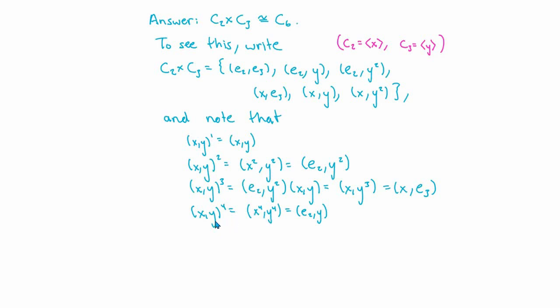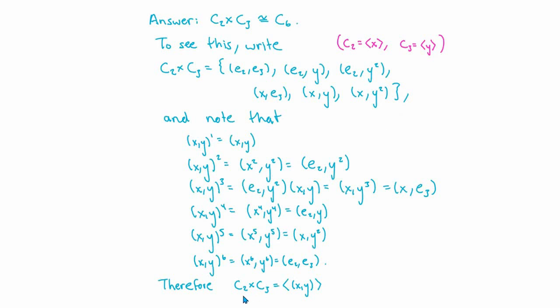And so using that fact, you can compute that xy to the fourth is x to the fourth y to the fourth, which is E2y, and that xy to the fifth is x to the fifth y to the fifth, which is xy squared. Finally, xy to the sixth is x to the sixth y to the sixth, which is just the identity in the direct product. And now the thing to pay attention to is that these 6 powers of the element xy have now traced out all of the elements of the group. That means that the direct product of C2 and C3 is a cyclic group generated by the single element xy. But as mentioned in the previous video, there's only one cyclic group of any given finite order, and so this has to be isomorphic to the cyclic group of order 6.